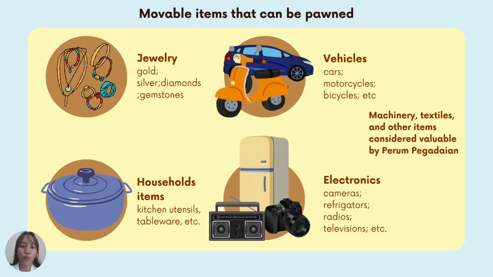Okay, what are the movable items that can be pawned? The movable items that can be pawned include jewelry such as gold, silver, diamonds, and gemstones. Then vehicles like cars, motorcycles, bicycles, etc. Then household items such as kitchen utensils, tableware, etc. And electronics like cameras, refrigerators, radios, televisions, etc. Also, there can be machinery, textiles, and other items that are considered valuable by Pegadaian. So this depends on Pegadaian itself.